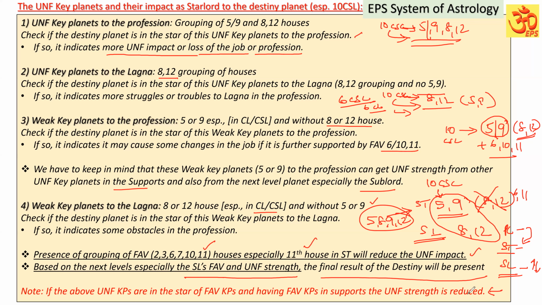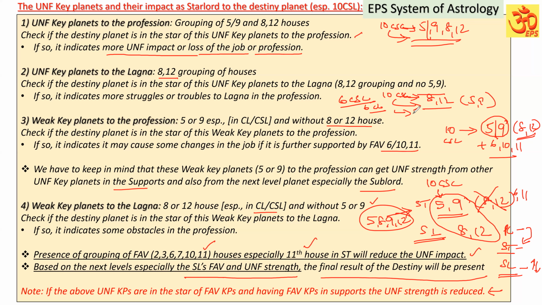So we have to study not just at the planet level and star level, because the sublord in the star of a planet will give the effect that the 10th sublord is going to experience. But the overall strength is further decided by the star lord of the star lord and sublord, the star lord of the sublord, and also the support planets. And if it is forming a ruler link, the impact will be accordingly there.